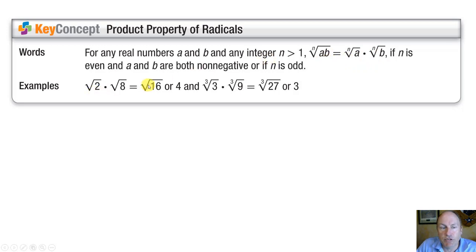So for example, the square root of 2 times the square root of 8 is equal to the square root of 16, or 4. Also, the cube root of 3 times the cube root of 9 is equal to the cube root of 3 times 9, or 27, which also is 3.